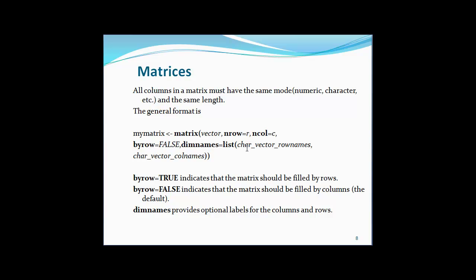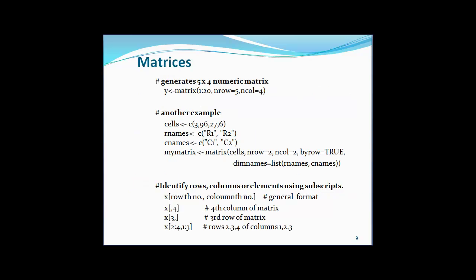dimnames equal to list, character vector of row names, and character vector of column names. Dimension names provide optional labels for the rows and columns. That is, if you want to provide the names of your rows and columns, you can provide them using dimnames. Now here is an example of matrices. If I want to generate a 5 cross 4 numeric matrix, that is 5 rows and 4 columns, then how to generate it?